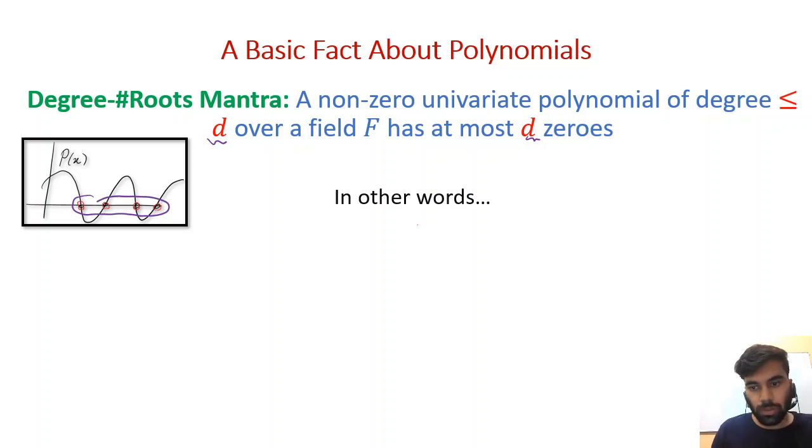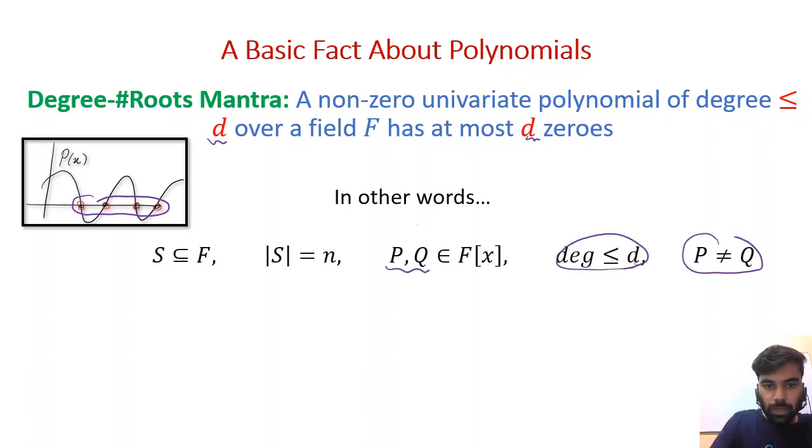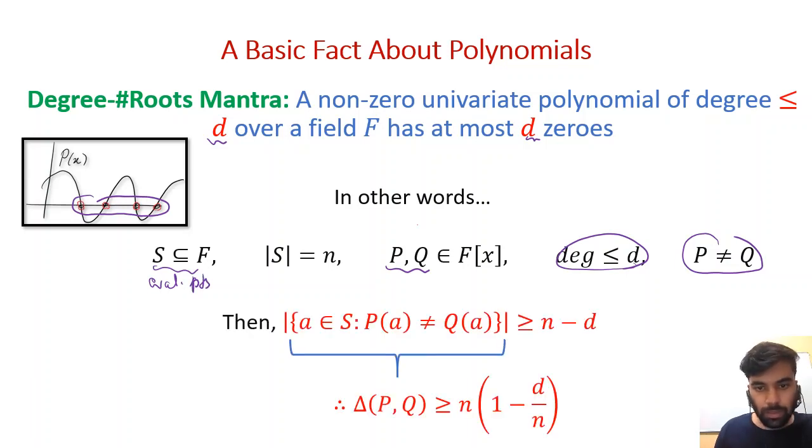Here is a consequence of this fact which is really helpful. If we are given two polynomials p and q which are not identical and low degree, and we consider their evaluations over a set S, so we evaluate these polynomials on each point in S, then we can say that the number of points where P and Q disagree is rather large. In particular, it is larger than n minus d.